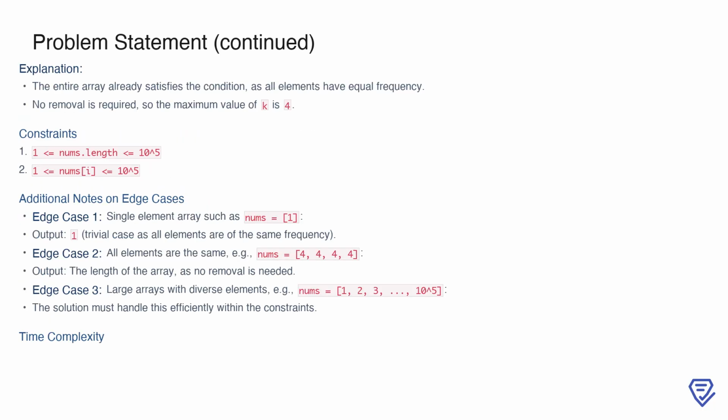In the third example, the input is nums equals 10, 10, 10, 10. The output is 4, which is the length of the array. Here, no removal is necessary because all elements already have the same frequency of 4. This is a straightforward case where the array naturally meets the condition, and the maximum prefix length is simply the entire array. Additionally, edge cases like a single element array or arrays where all elements are identical will also fall into this category, as no removal is required to satisfy the condition.